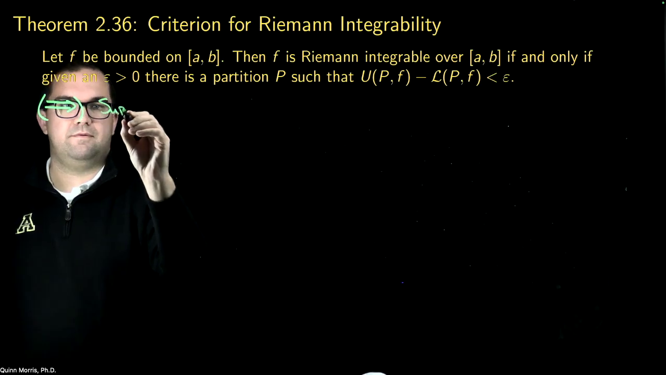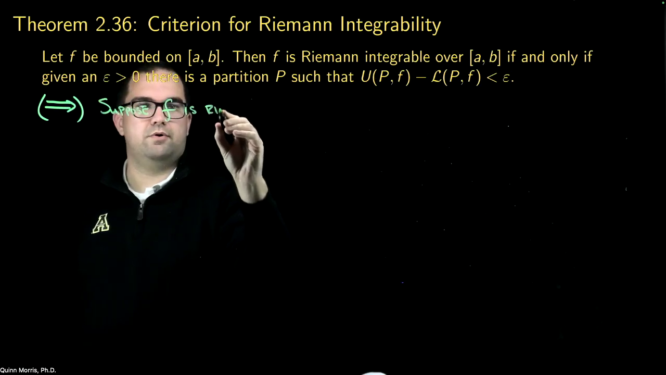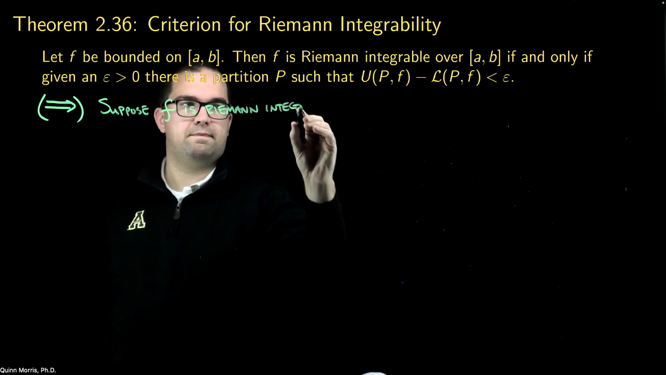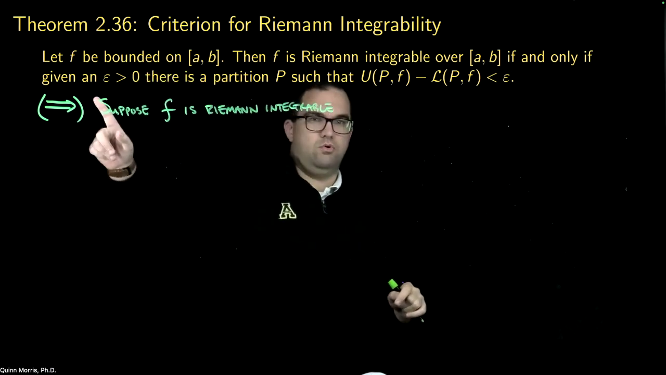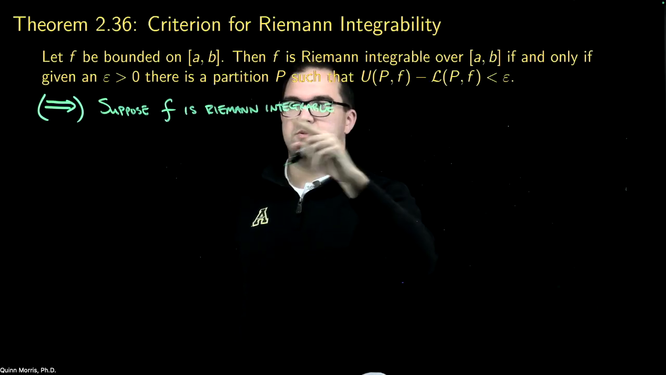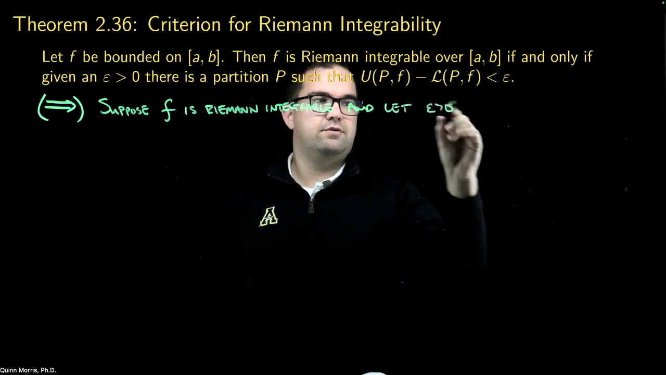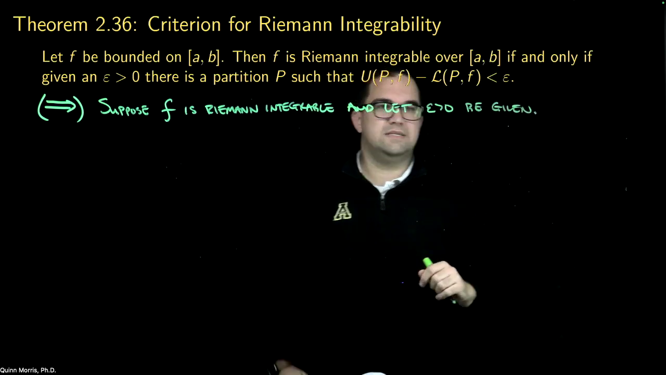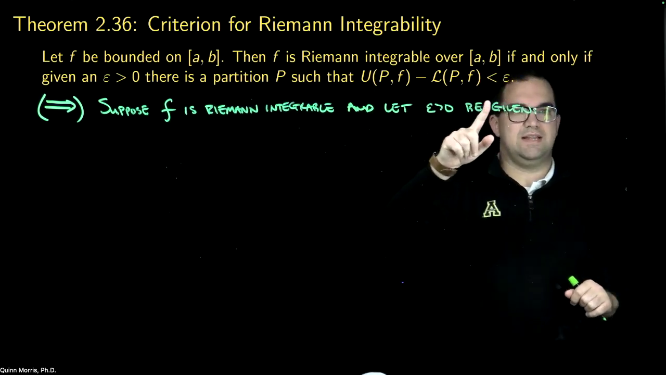Okay, suppose f is Riemann integrable. And we need to show that this condition holds for any arbitrary epsilon greater than 0. So let's take an arbitrary one. So suppose f is Riemann integrable and let epsilon greater than 0 be given. Okay. Our goal is now to find a partition P such that this condition is satisfied.